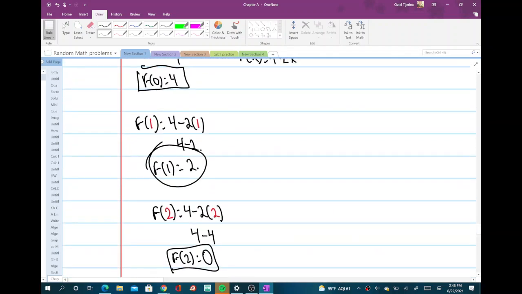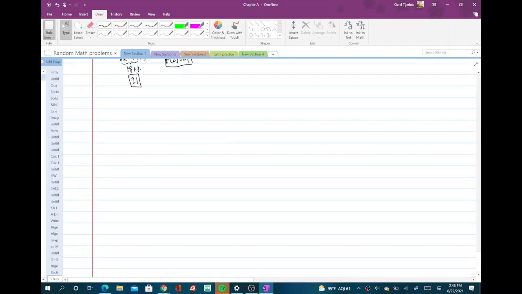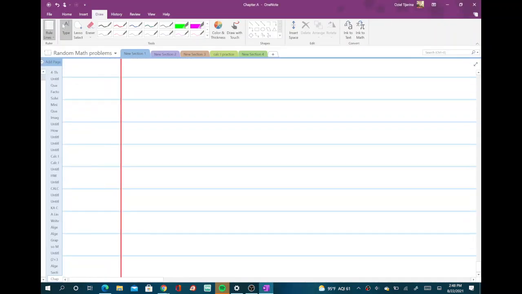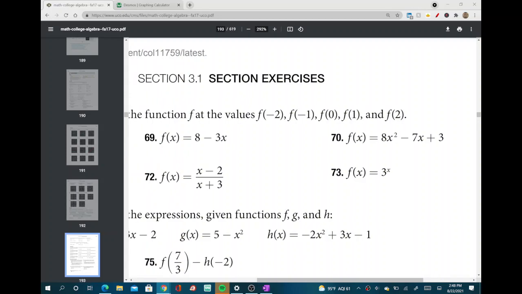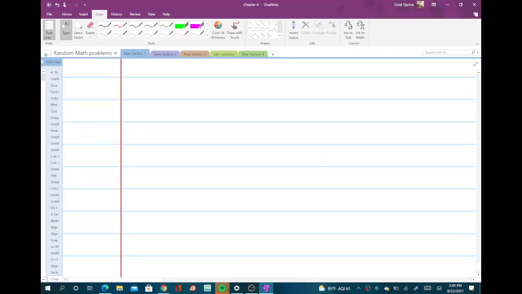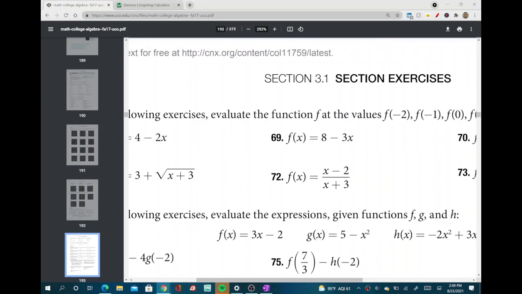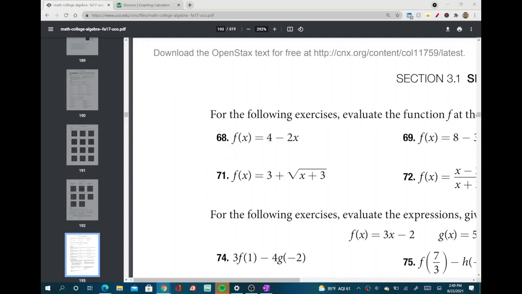Okay, and that is how you do number 70. I'm gonna move forward just a little bit, only because, like I said, I don't want to spend too much time doing all of these different ones. I'm gonna do a negative number and a positive number for every single one. Only because I don't want to make this video too long. So number 71, I'm gonna do f of negative 1, f of 0, and f of 1. That's the only thing I'm gonna do.